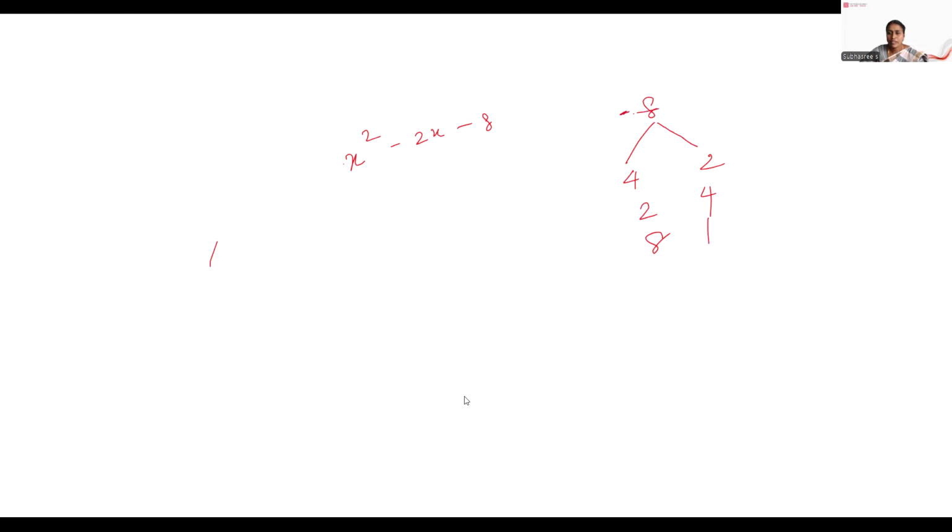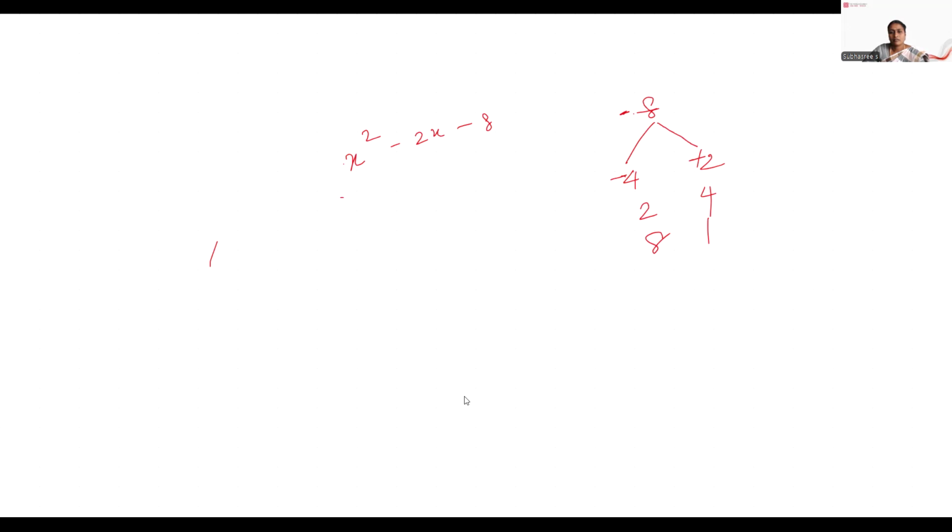So when you multiply, you must get minus 8. When you subtract or add, you have to get the middle term coefficient. What is the middle term coefficient? It is minus 2. So 4 twos are 8. But with the greater number having the minus sign, minus 4 plus 2 you will get minus 2, and when you multiply, minus 4 times 2 is minus 8. Easy, no? We'll solve here.